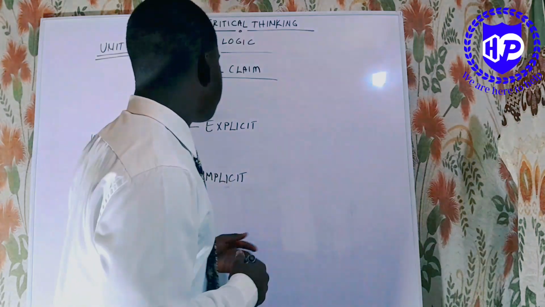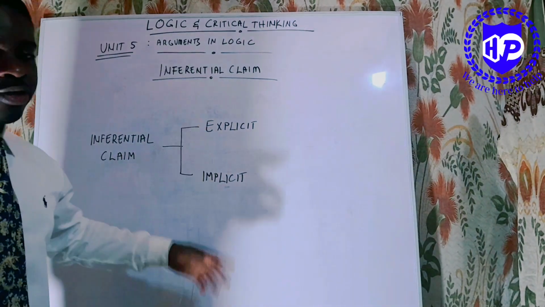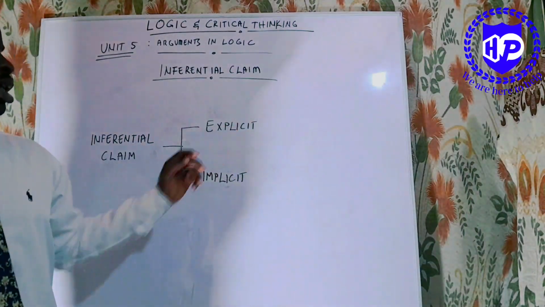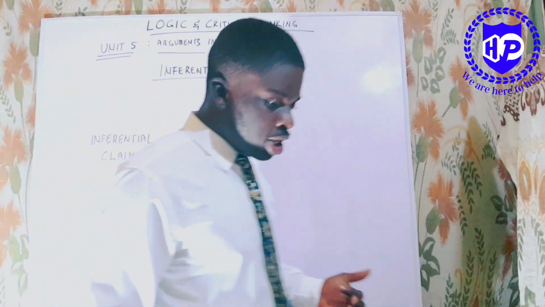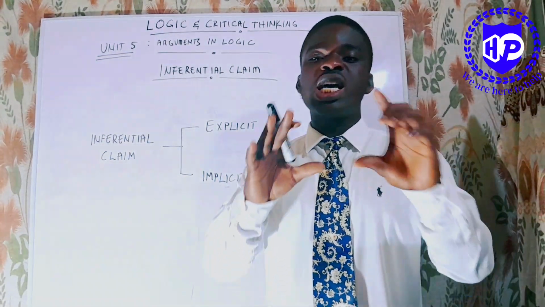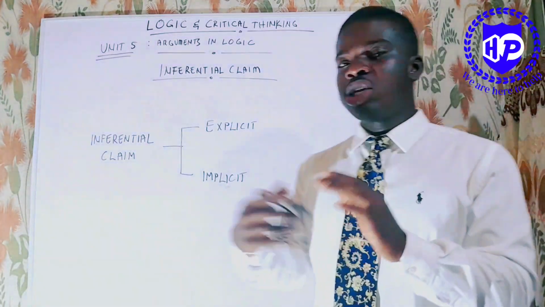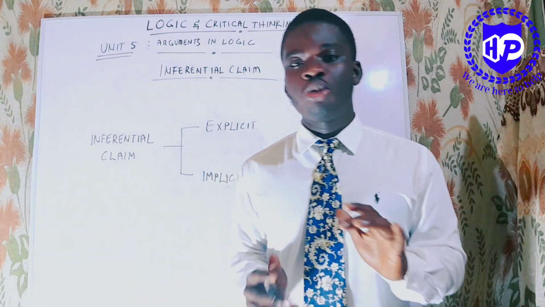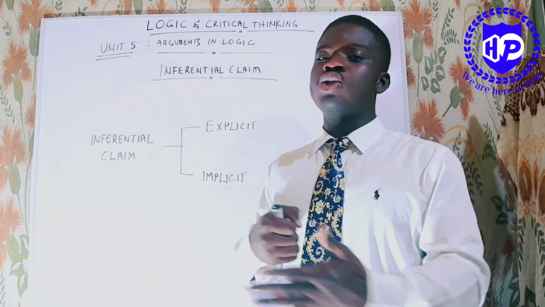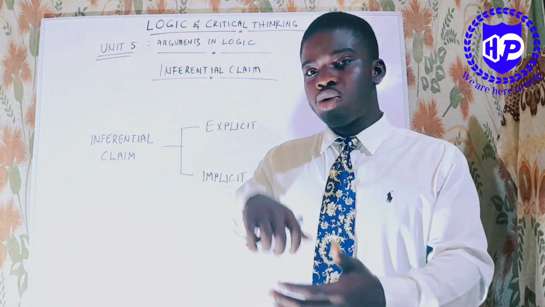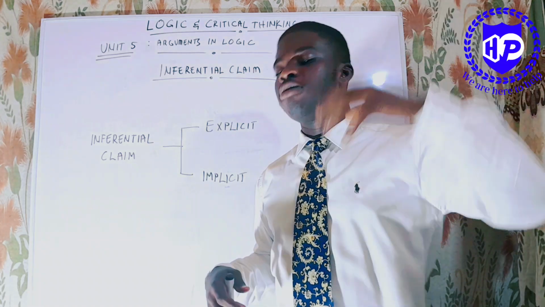Now, there are two types of inferential claims. You have the explicit and the implicit. The explicit inferential claims contain indicator words. The implicit ones contain no indicator words, right? So remember, the inferential claim is always found in the conclusion, and it's just referring to the fact that the conclusion draws its inference from the premises.